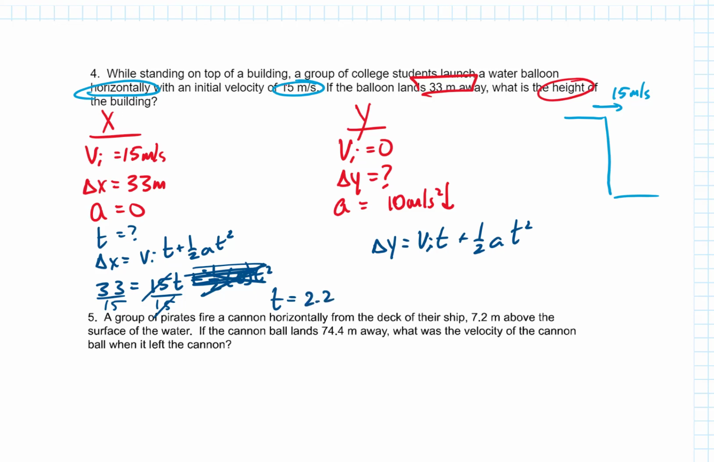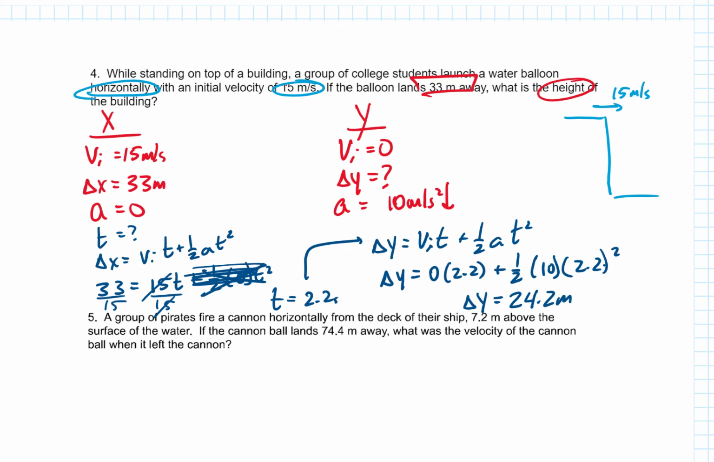Which is 2.2 seconds. So now we can use that time in the Y direction. Delta Y is 0 times 2.2 plus 1/2 times 10 times 2.2 squared. So we can put all that into our calculator, and our delta Y comes out to be 24.2 meters. So the height of the table is 24.2 meters. This one was a little bit different in that we found the time in the X direction and then put it in the Y direction.